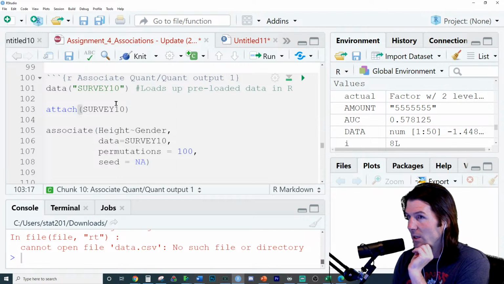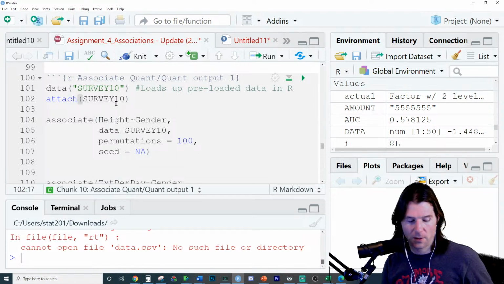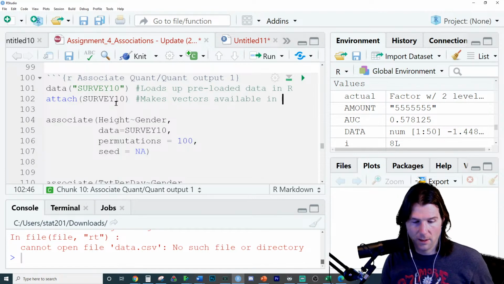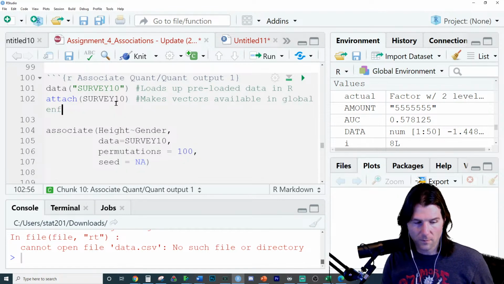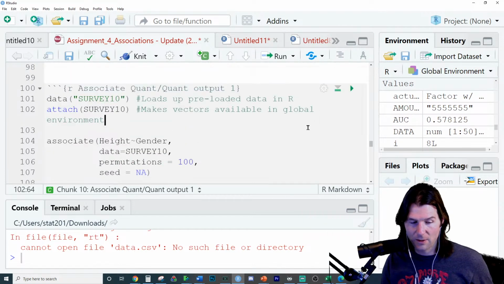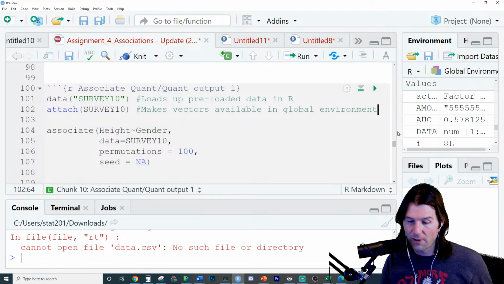What does the following command do, the attach command? The attach command makes vectors available in the global environment. I like to use the attach command. It just makes life way easier. It's a quality of life thing.